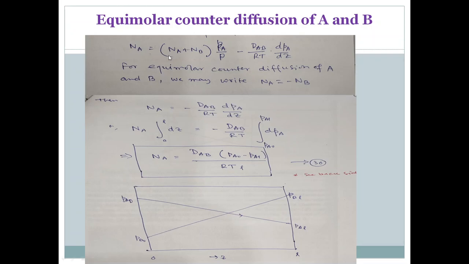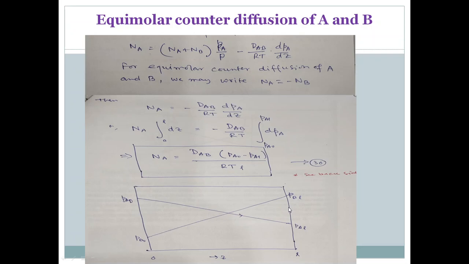If it is an equimolar counter diffusion, it means Na equal to minus Nb. Whatever the diffusion of A, Nb will be the same but in opposite direction. So that means this term will be 0. I mean Na equal to minus DAB dPA by dz. Now integrating from 0 to L, I got Na equal to DAB into Pa0 minus PL by RT. And here you can see when I draw the profile of partial pressure with respect to distance, it will be linear.